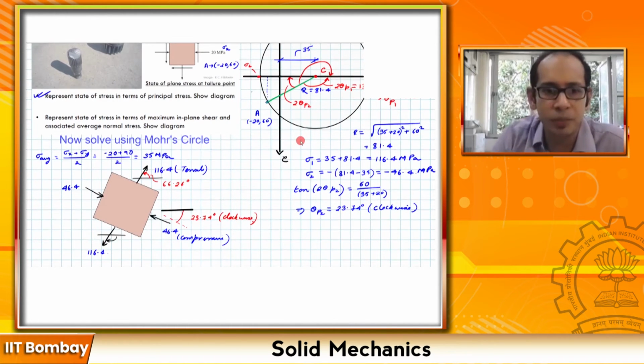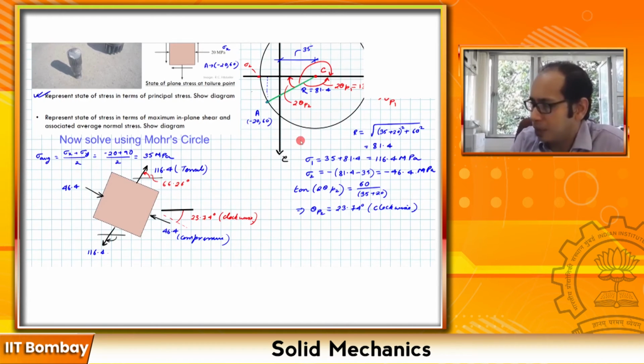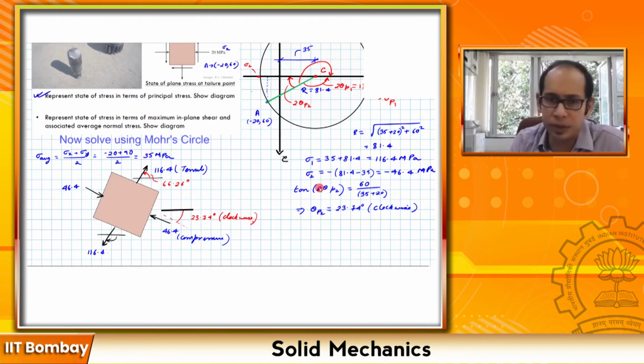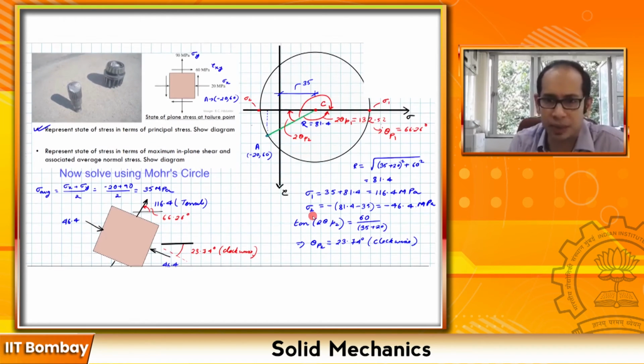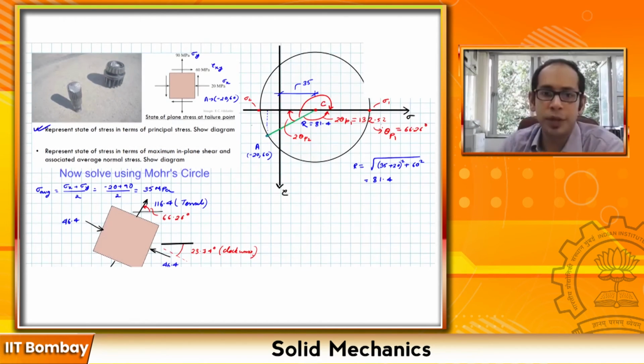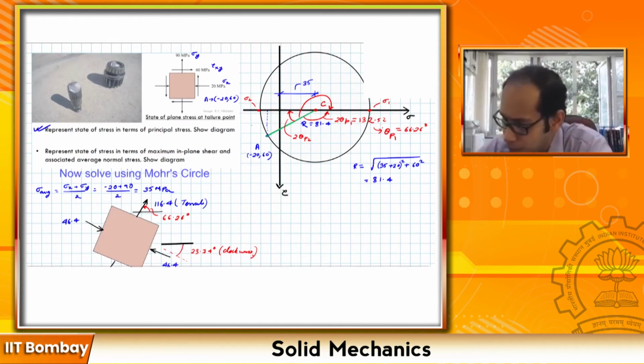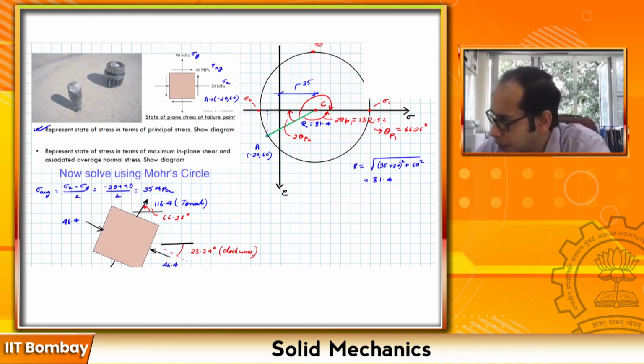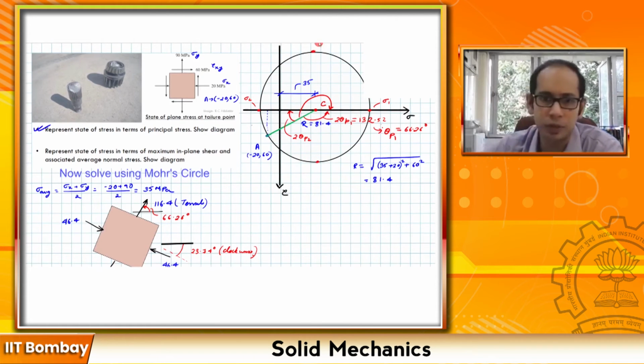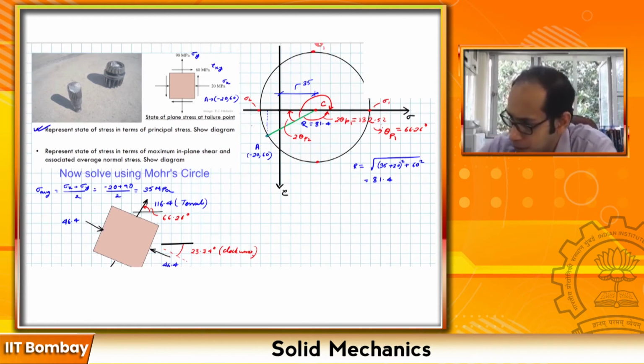The next one is to compute the maximum in-plane shear that we have over here. So let me just erase some of these things and then come back to calculate the maximum in-plane shear. The points of the maximum in-plane shear are the very top and the very bottom of the Mohr circle that we have. So let's go ahead and mark that, which are essentially these two points over here. Let me write these as E and F, right?